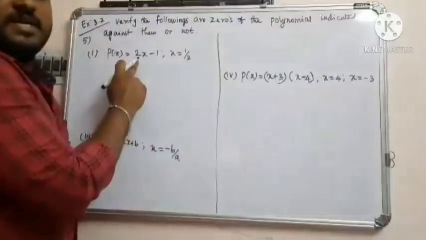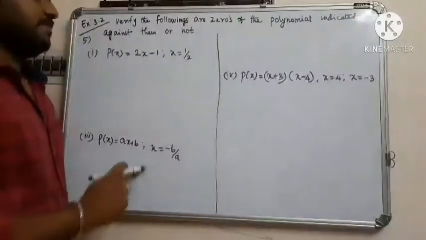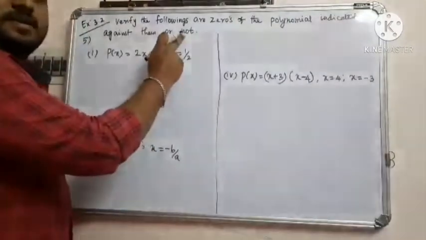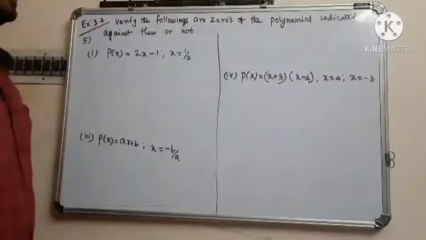If you substitute and zero comes, then it is a zero of the polynomial. If suppose zero doesn't come, then this is not the root, this is not the zero of the polynomial. We should write the answer.